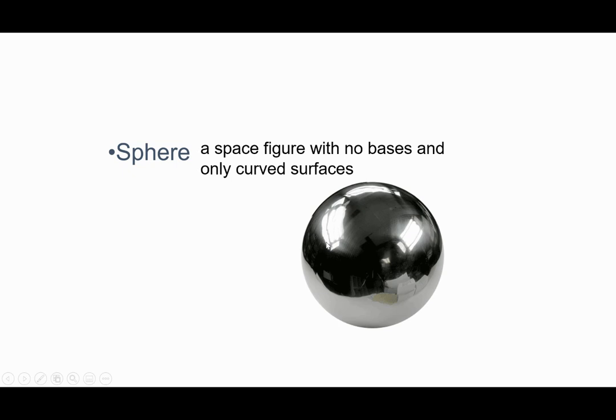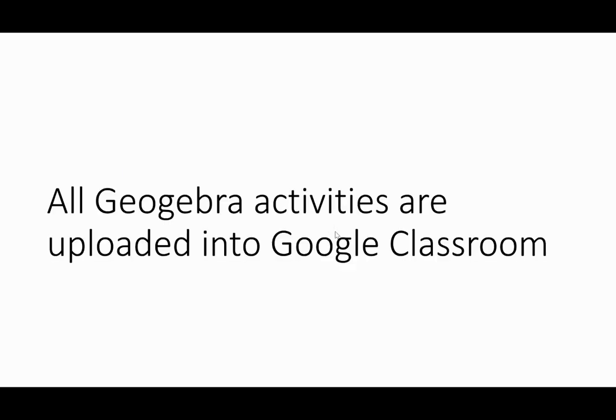And we know that the surface of a sphere is that we have all curved surfaces and no base. And that's a very important part of a sphere. And we know that because we have a curved surface, we're using pi.